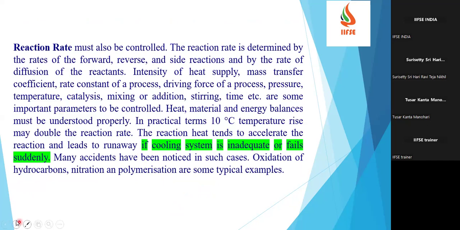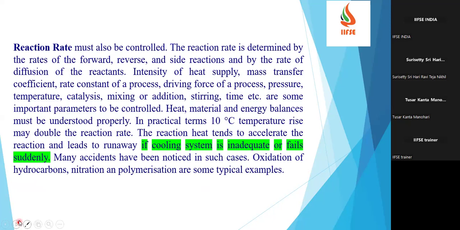I will explain what is meant by reaction rate. The reaction rate must be controlled. The reaction rate is determined by the rates of the forward or reverse side reactions and by the rate of diffusion of the reactants, the intensity of heat supply, mass transfer coefficient, rate constant of the process, driving forces of the process, pressure, temperature, catalysis, mixing or addition, stirring time, etc. So reaction rate is how fast you can complete the reaction. Reaction rate is nothing but the speed of completion of the chemical reaction.